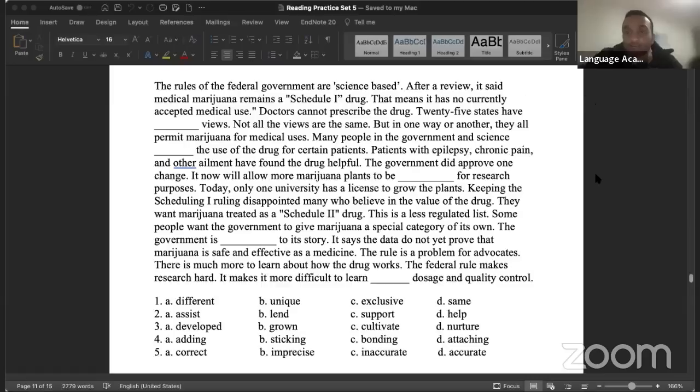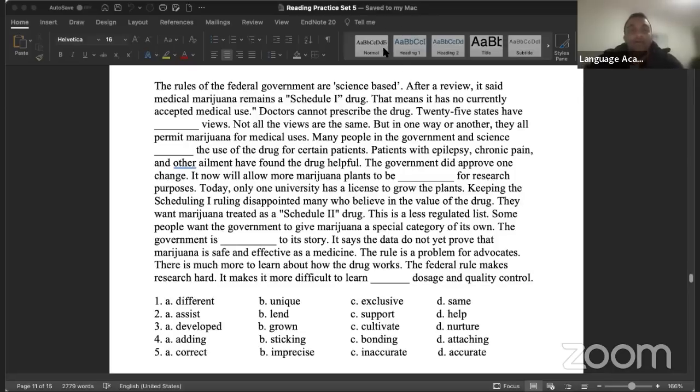All right, let's start with this one. Let me see your answers first. Some of you put exclusive in the first one. I don't know why. The first one was a very easy one. Okay, not unique as well.